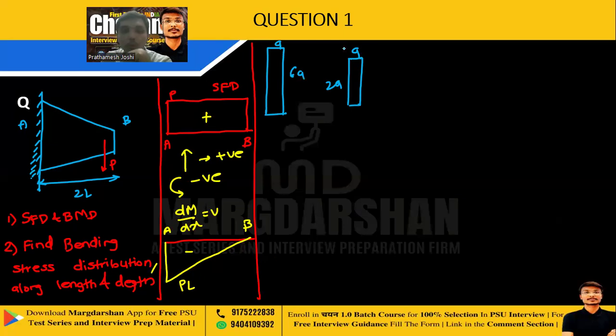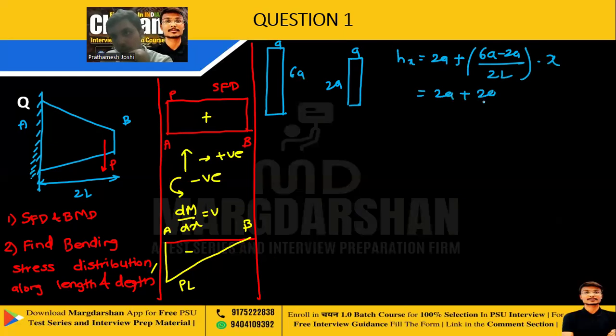If we plot a linear relationship for the height at any x, h at any x will be 2A plus (6A minus 2A) upon length, which is 2L here, as they had mentioned, times x. So it will be 2A plus 2A upon L into x. We might write it as C1 plus Kx for timing. So this is done.